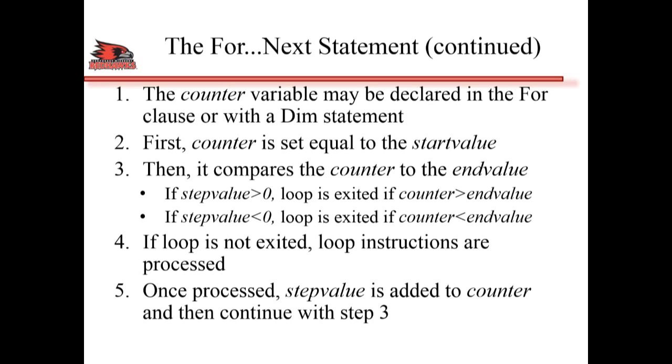If you have it the other way, with a start value of 5 and you go down to 1, which we did in the last step, and we have a step value of less than 0, something like -1 or -2, it'll process the instructions until the counter value becomes lesser than the end value. So two ways, counting up or counting down. Once processed, the step value is added to the counter, and then we continue with the processing of the instructions.